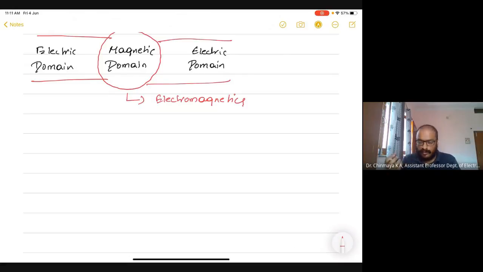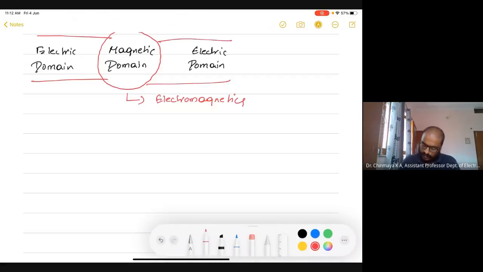Let us first study what a transformer is, then the laws of electromagnetism. Let's go through the laws of electromagnetism, how electrical energy is transformed to magnetic energy, and what is the relationship between the magnetic field and the current. These we study during the laws of electromagnetism.